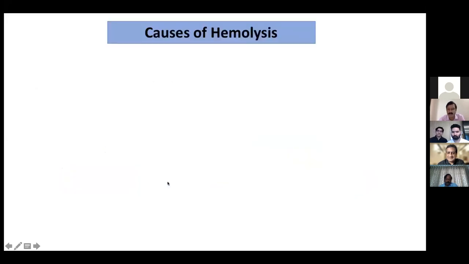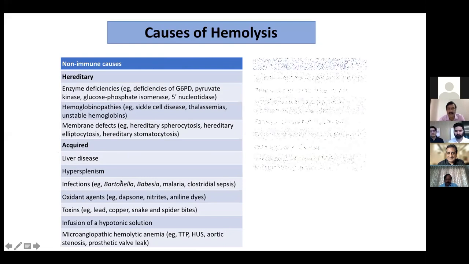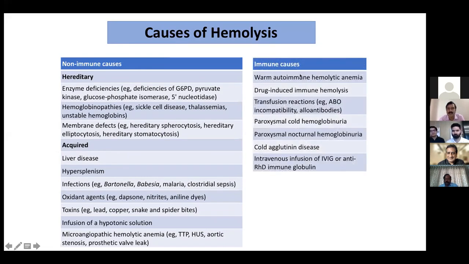So this is the list of causes of hemolysis. You can have non-immune causes, and hereditary are common, in which G6PD is the commonest. And you can have acquired causes like liver disease and hypersplenism. And then you also have immune causes of hemolysis, in which you have immune hemolytic anemias and PNH as common causes.